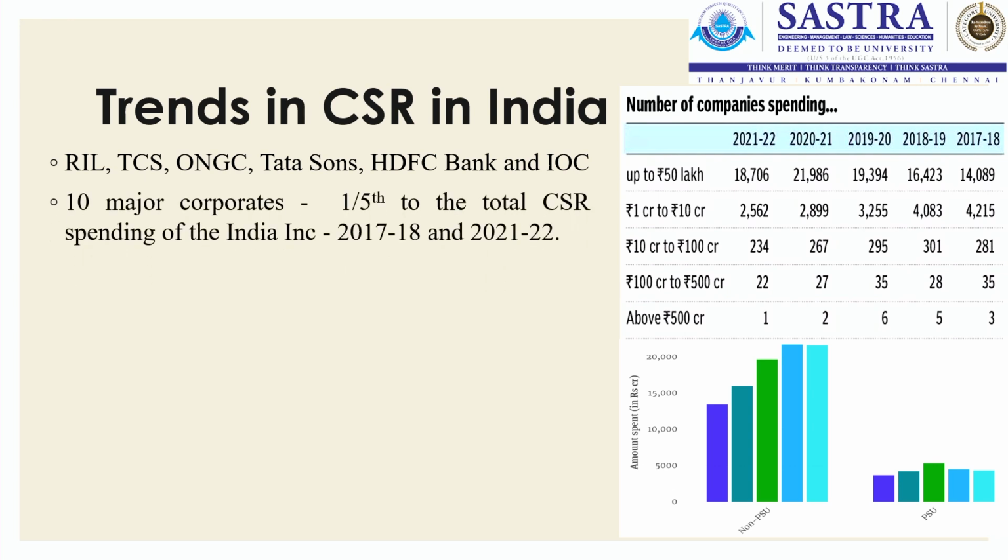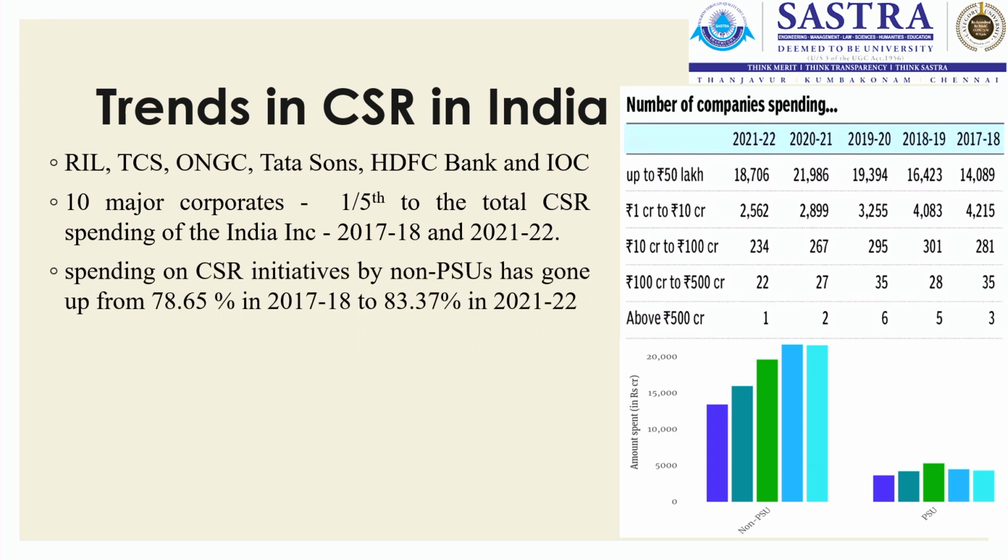One more observation from this research study was that one-fifth of the total CSR spending of India has come from 10 major companies. That is why we always say we need the participation of the small enterprises also, right? That is equally important. From this, we could find out that 10 companies contributed one-fifth of the CSR spending during the period of 2017-18 to 2021-22. So this is one more observation.